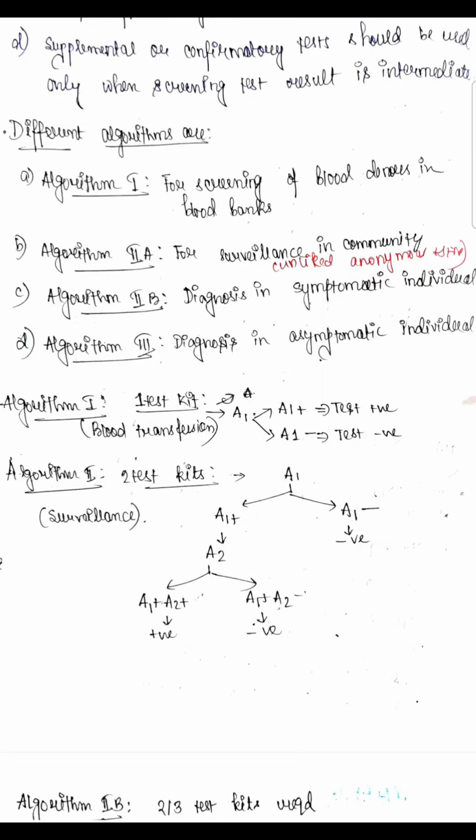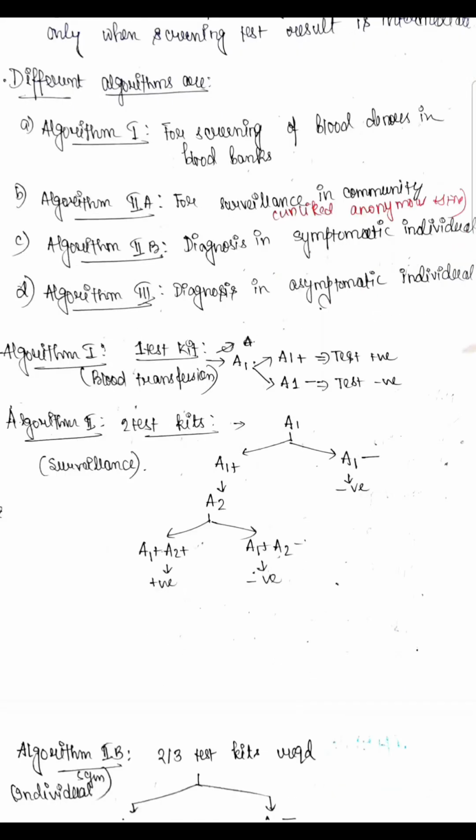2A is for surveillance in a community for epidemiological studies, 2B is diagnosis in symptomatic individuals, and 3 is diagnosis in asymptomatic individuals. Now we will see a little bit about the algorithms in detail. The first algorithm is the one that is used for screening of blood donors in the blood banks.